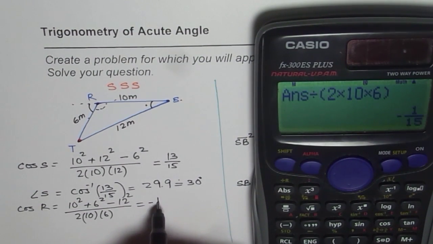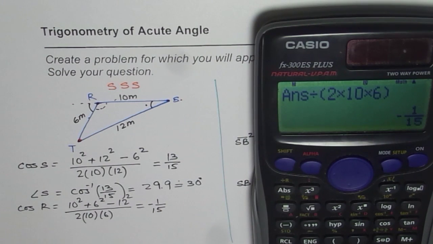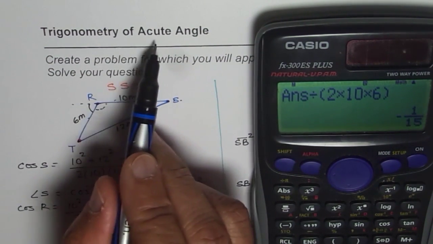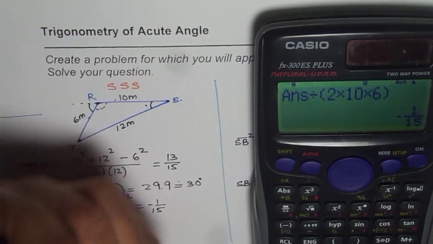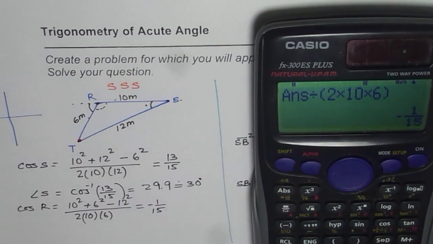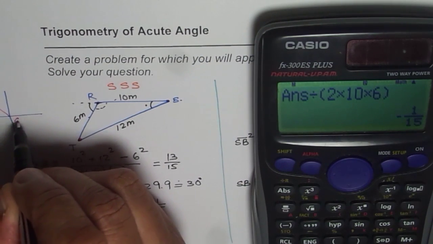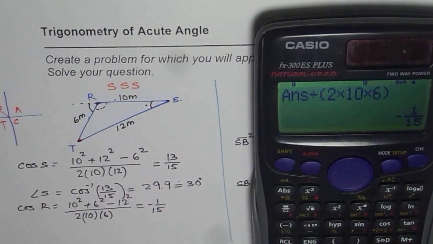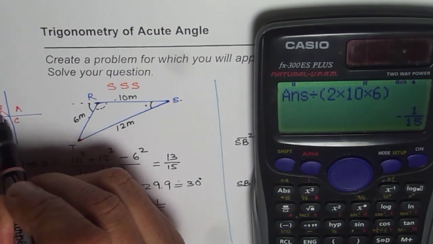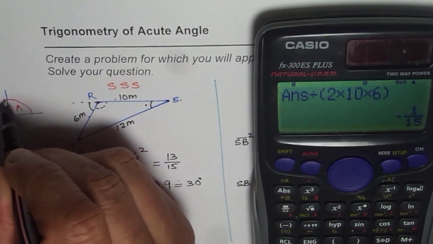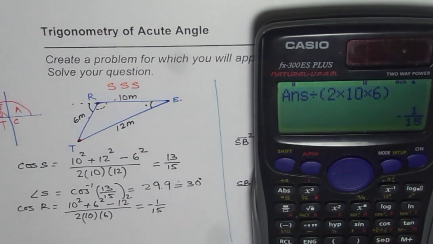So it is minus 1 over 15. Minus indicates that the angle is more than 90 degrees, correct? So that is the angle, right? This angle you can see is more than 90 degrees. Basically we are usually working on acute angles, but this is kind of extended. Here, applying the cos rule, we know cos is negative, right? So what we will do here is find the acute angle and then subtract that from 180 degrees to get the angle. You get the idea, right?